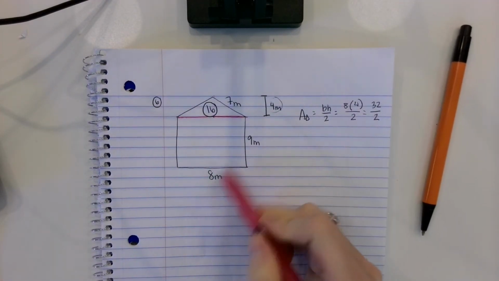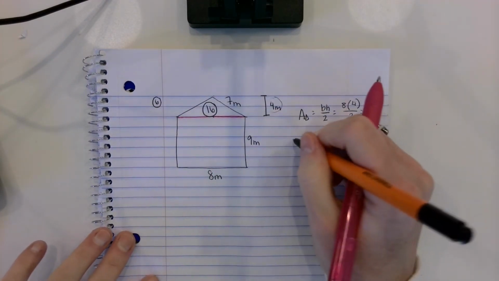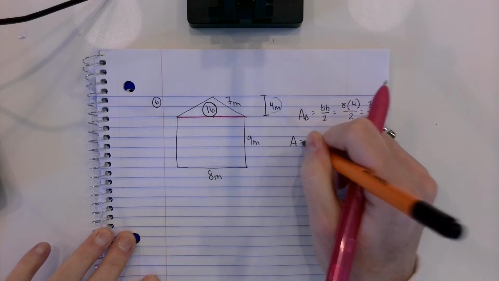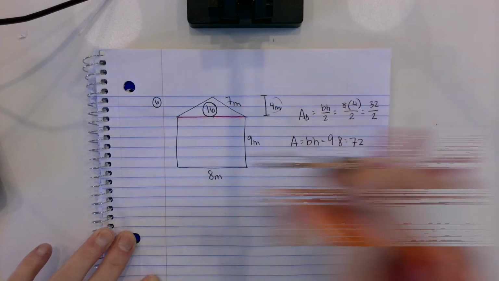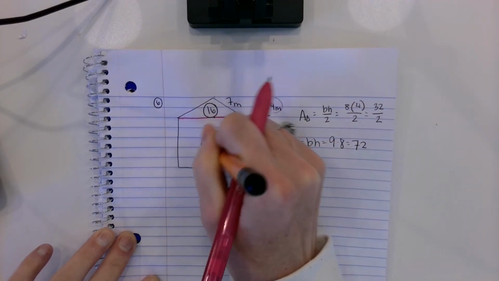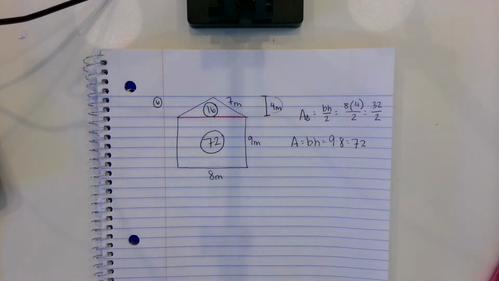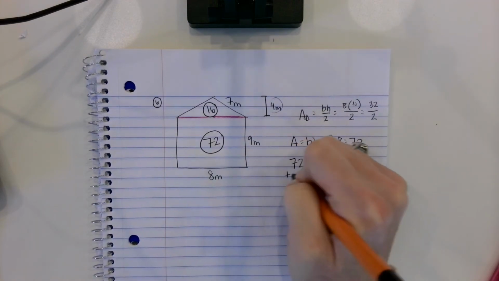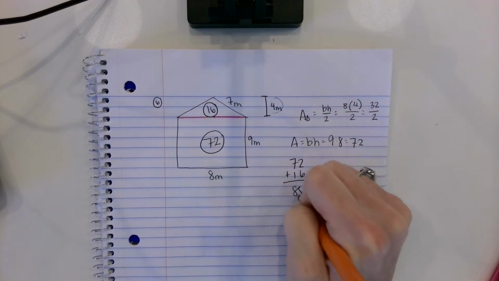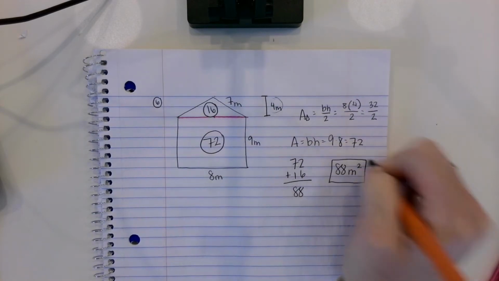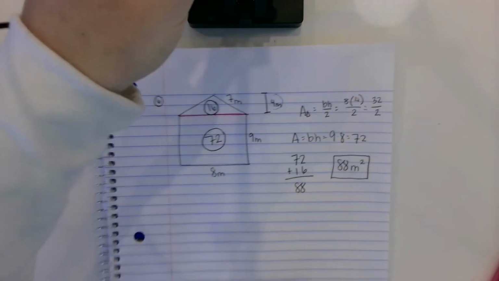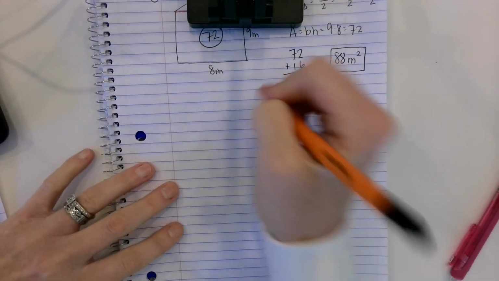Now I need to find the area of this rectangle. So area is base times height. So just 9 times 8, which is 72. Now I add those together. 72 plus 16 is 88. So my answer is 88 meters squared. Composite figure, break it apart. Let's do one more composite figure.